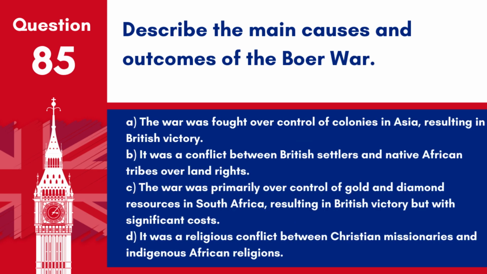Question 85. Describe the main causes and outcomes of the Boer War. A. The war was fought over control of colonies in Asia, resulting in British victory. B. It was a conflict between British settlers and native African tribes over land rights. C. The war was primarily over control of gold and diamond resources in South Africa, resulting in British victory, but with significant costs. D. It was a religious conflict between Christian missionaries and indigenous African religions.